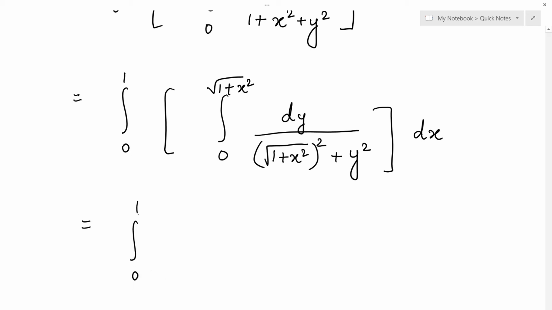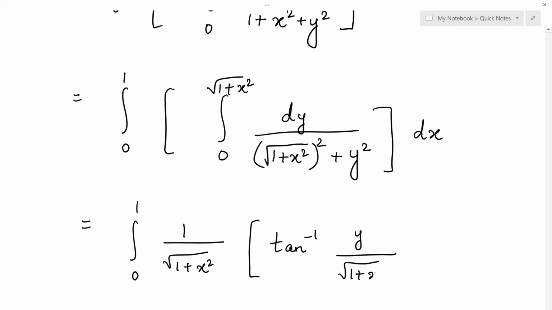Solve it properly. What formula do you have? 1 upon a square plus y square, what is the integration formula? Integration dx upon a square plus x square. Yes, it is tan inverse. So this thing can be written as under root of 1 plus x square, tan inverse of y upon under root of 1 plus x square. The limits of integration are 0 to under root of 1 plus x square.